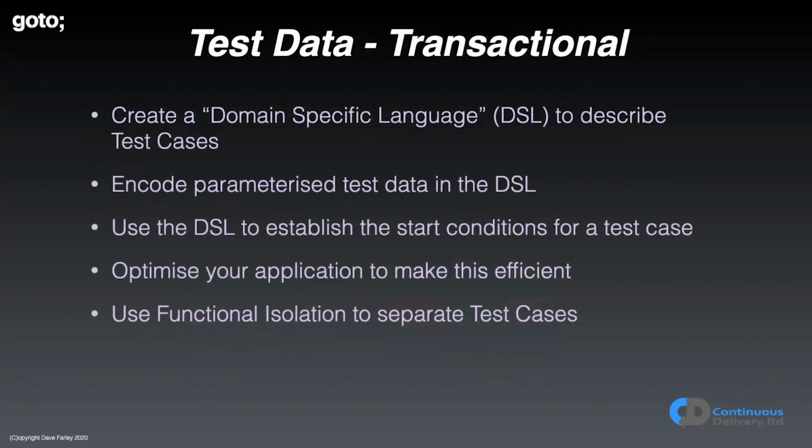So if we're using transactional data, we're going to test those kinds of changes. Those are best done by creating a domain-specific language to describe test cases, encoding parameters in the test data for that domain-specific language, and using the DSL to establish the start conditions for a test case, and optimize your application to make it efficient, and use functional isolation techniques to separate test cases.